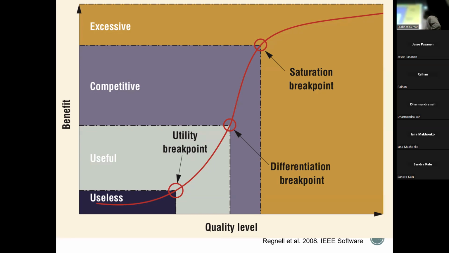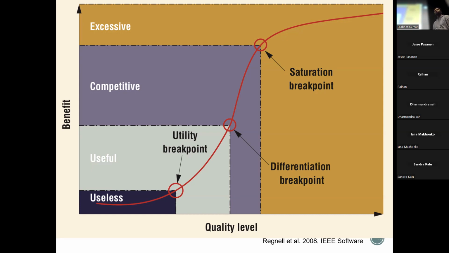Now, if you see the triangles, the first triangle at the bottom talks about useless things, right? So if any product or service comes under this box, the triangle you are seeing at the bottom, we can claim it as useless. Why can we claim it as useless?